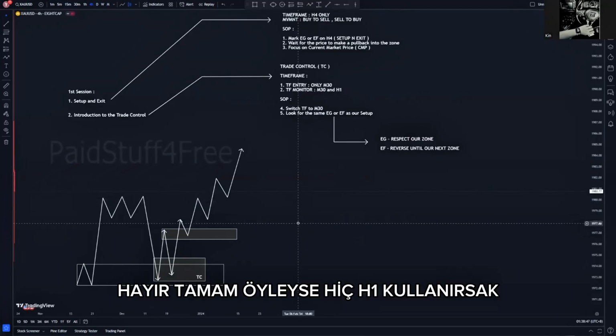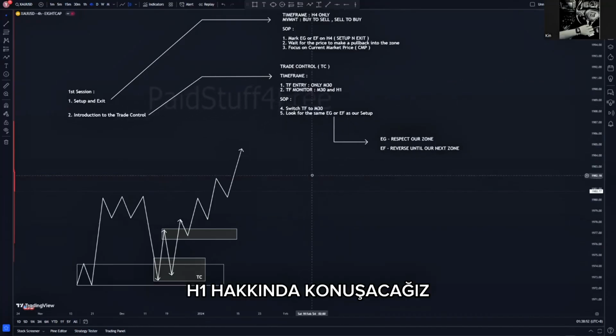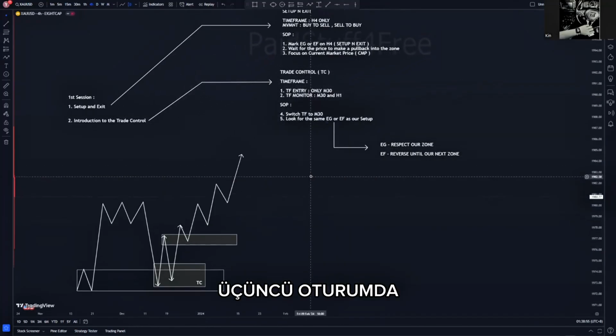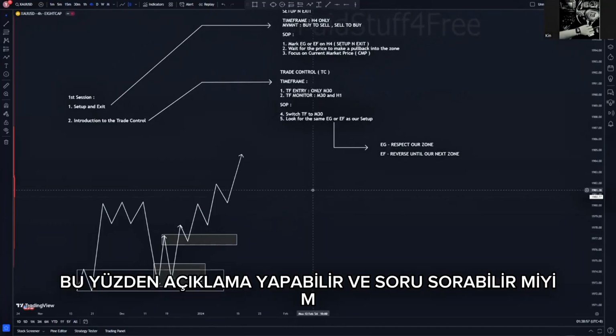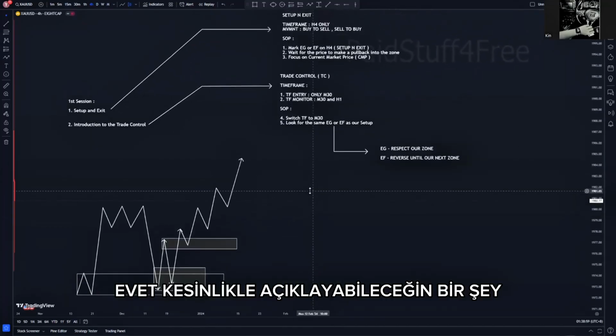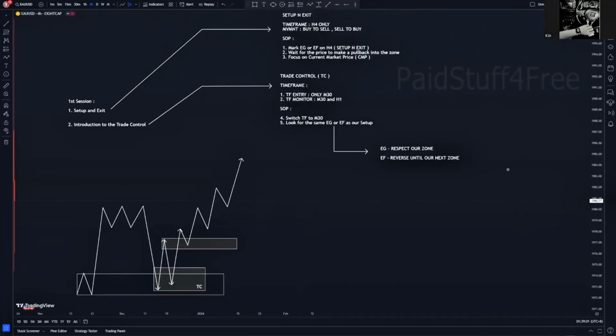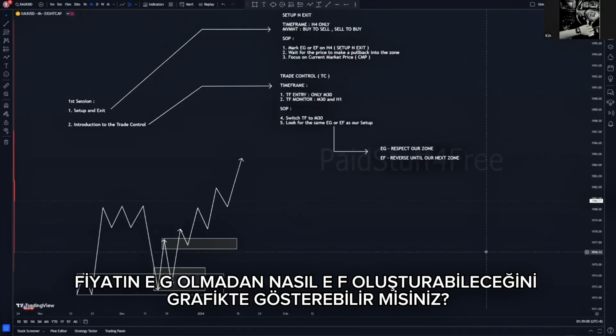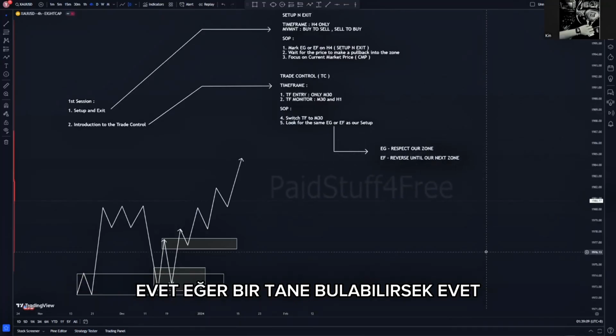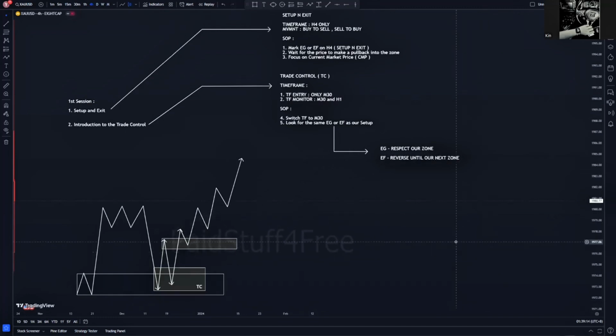No. All right. Do we ever use H1? We are going to talk about the H1 in the third session. Can I annotate and ask a question? Yeah, sure thing, you can annotate. Can you show on the chart how the price can create EF without EG? Yeah, if we can find one, we will.